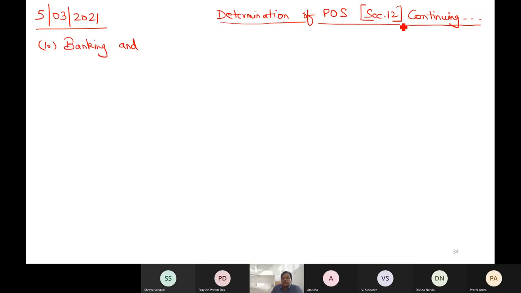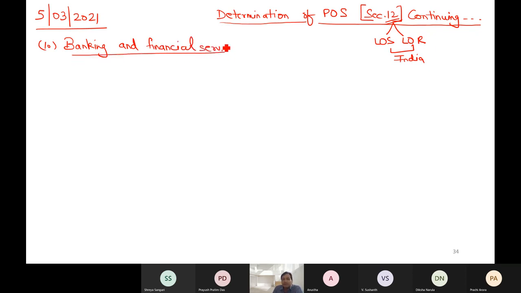Now make sure that when we discuss section 12, in this it is sure that supplier as well as recipient both are in India. This point you must not forget in any case. When both these persons are in India, only then I apply the provisions of section 12, otherwise not. So when I'm saying banking and financial services, by default the supplier is in India as well as the recipient.